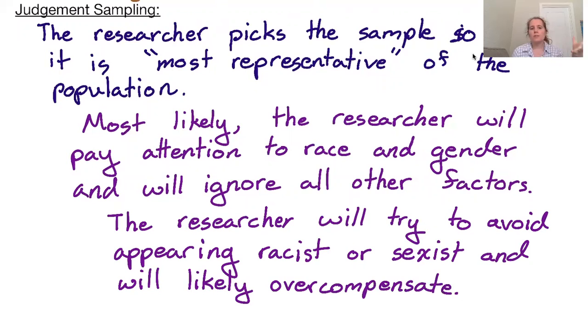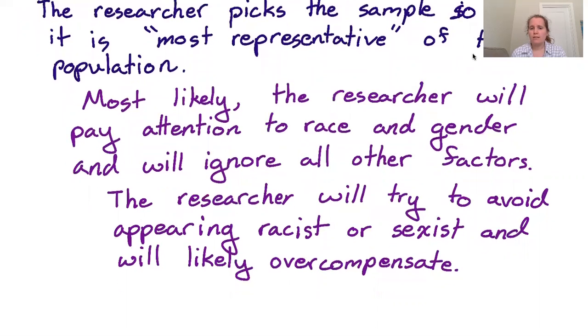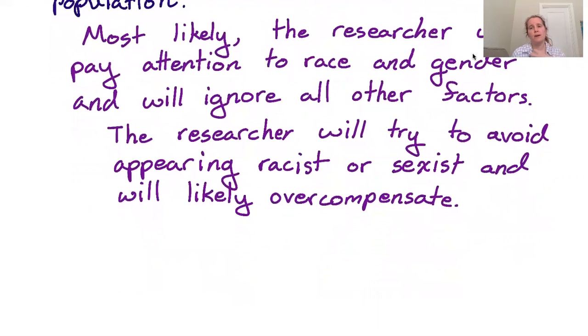So judgment sampling is just flawed all around. The researcher only knows what they can see. They're likely only to pay attention to race and gender, and ignore any other factor that contributes to how a person lives their lives and their experiences. So judgment sampling is highly biased, and it's influenced by the researcher's own biases.